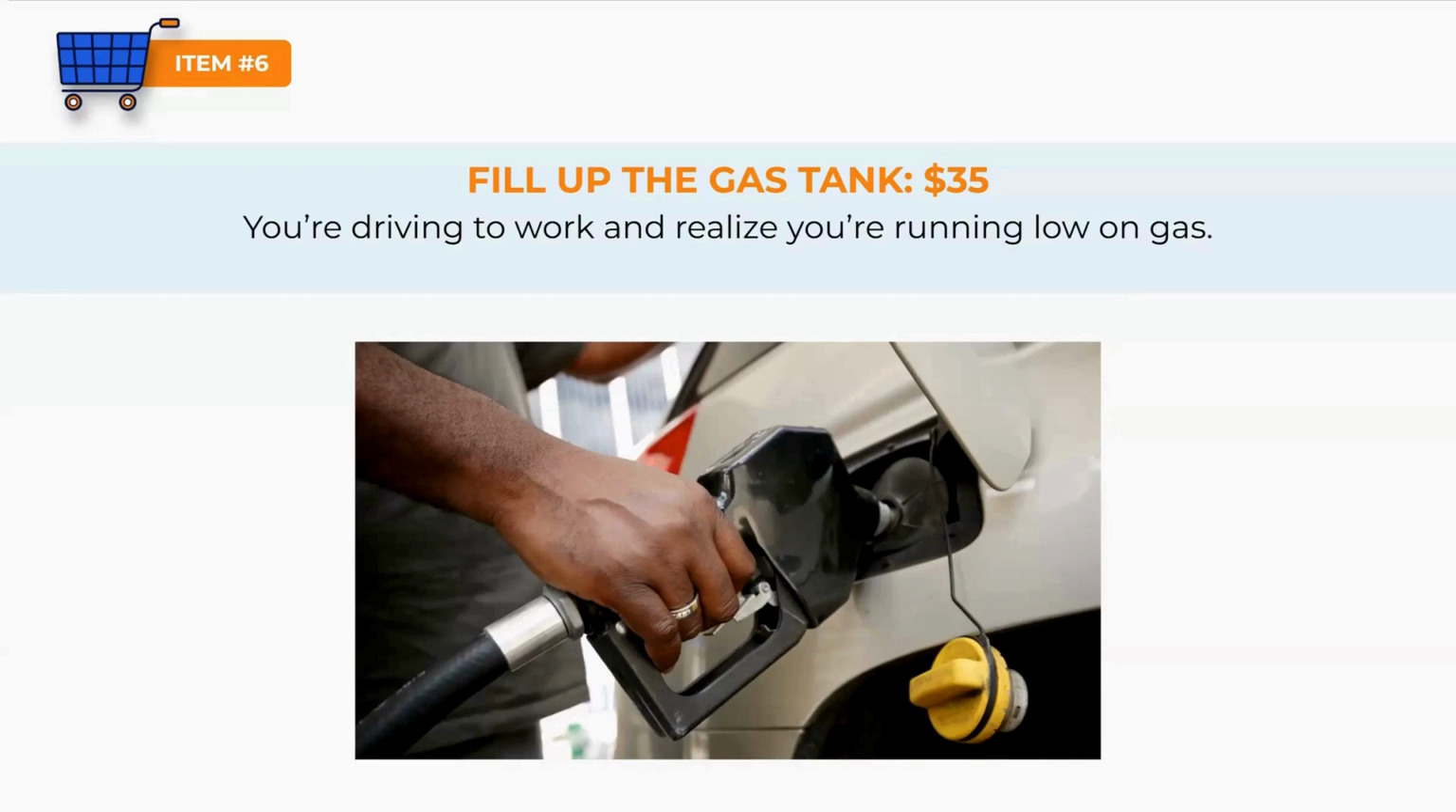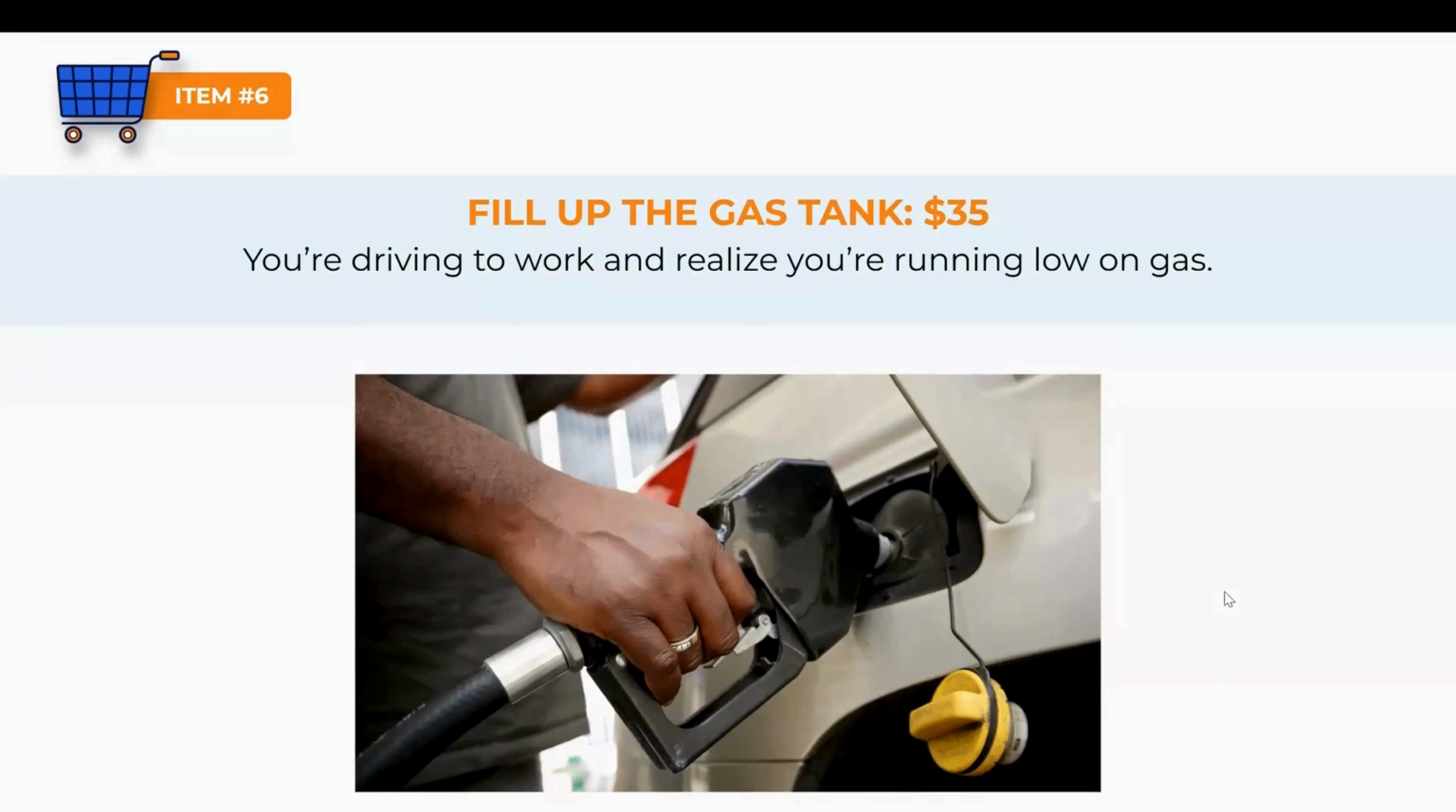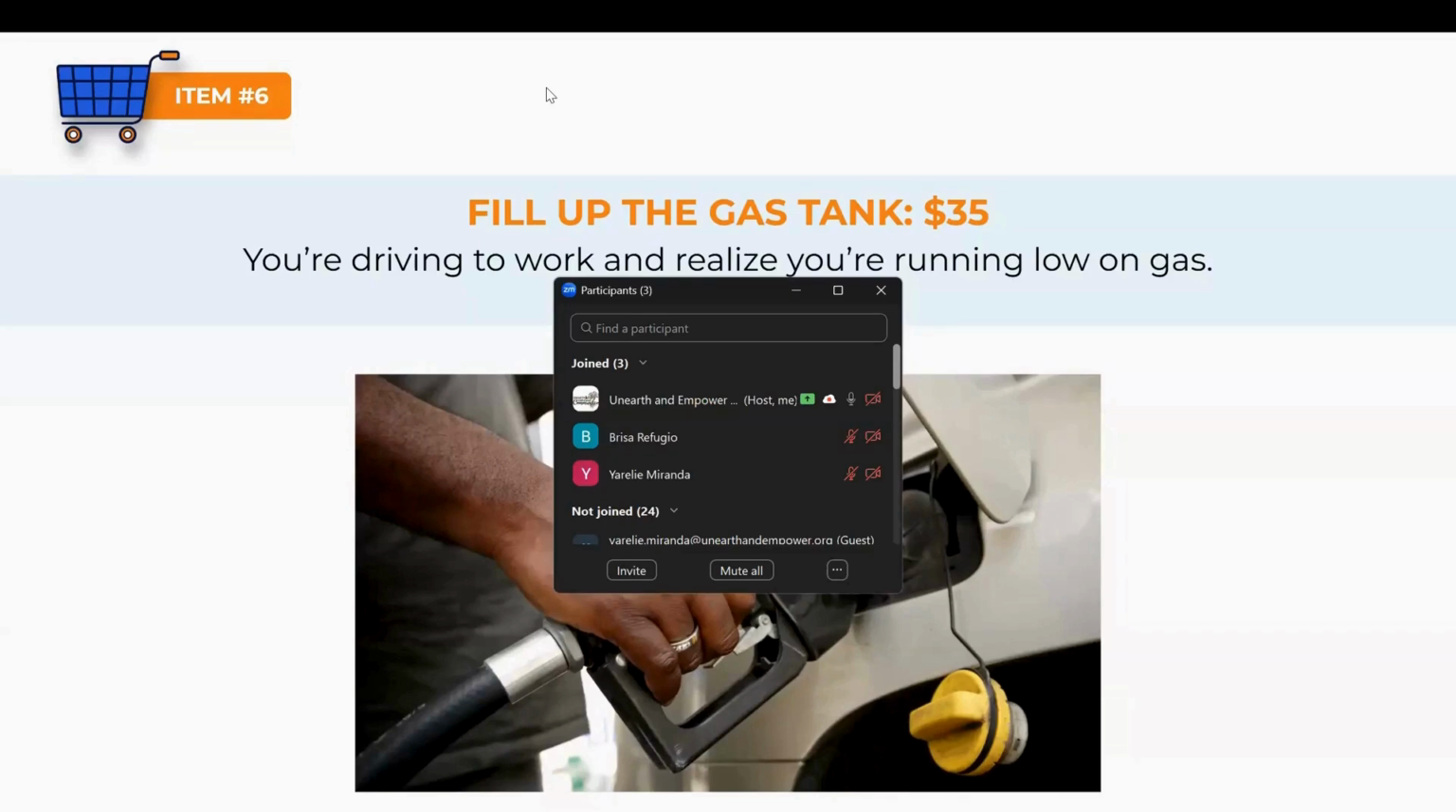Okay? Item number 7, dessert, $6. After work, you consider going on an evening outing to a local ice cream shop. Oh, damn, $6 for ice cream. Now, that's about right, actually. All right, going on.